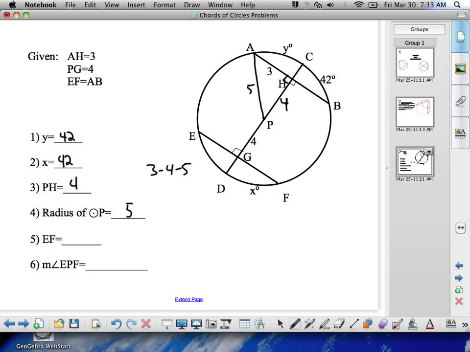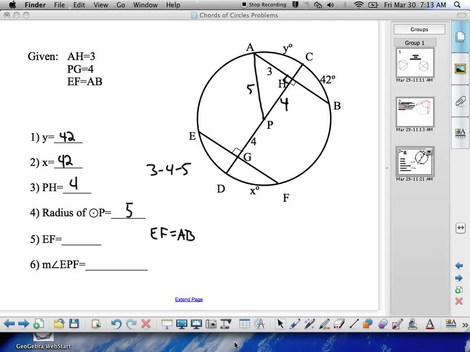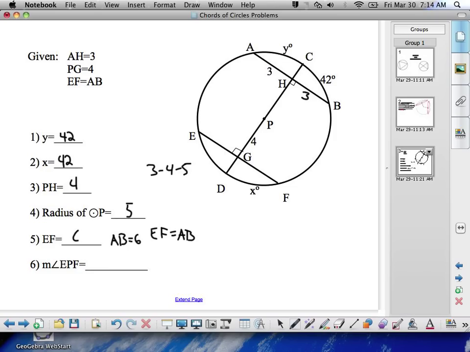Find EF. Well, we know that EF is equal to AB. And we know that AB has been bisected. So if AH is 3, this is 3, so AB would be 6. So if AB equals 6, then EF would equal 6.